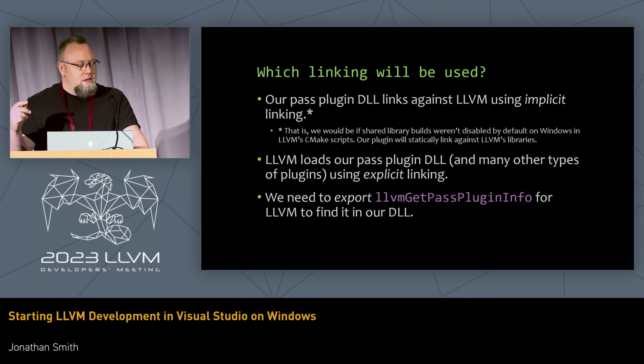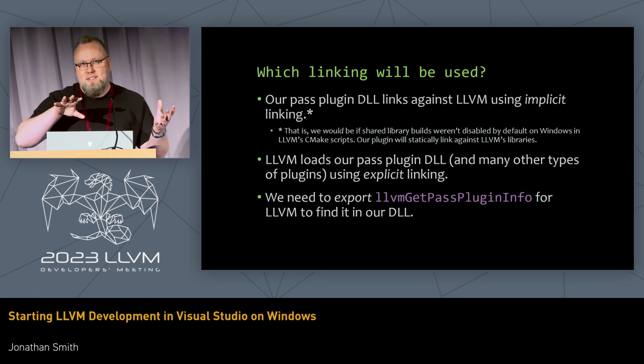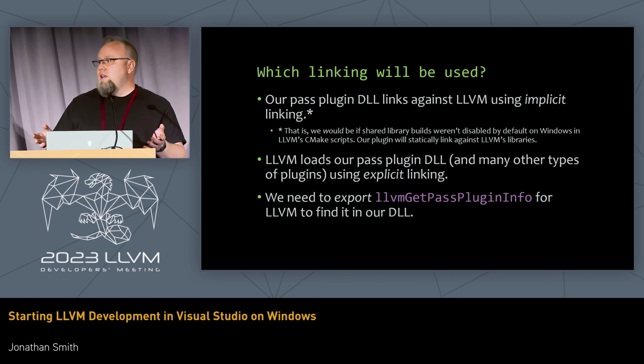The reason I bring that up is because both of these are involved. LLVM uses explicit linking to load our plugin and find the functions it needs, in this case just the one function for registering the passes. If we could build LLVM as DLLs instead of everything being statically linked, then we would be using implicit linking in the plugin in order to link against LLVM itself.